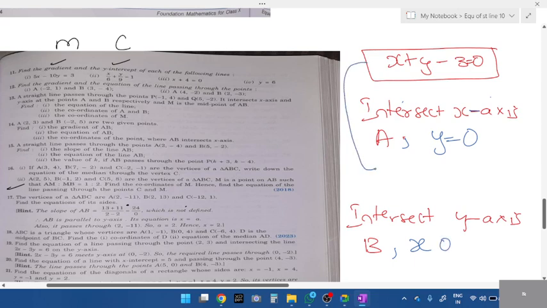Now use this equation to find a value. Y is equal to 0. Substitute: x plus 0 minus 3 is equal to 0. What is the x value? 3. X is equal to 3.